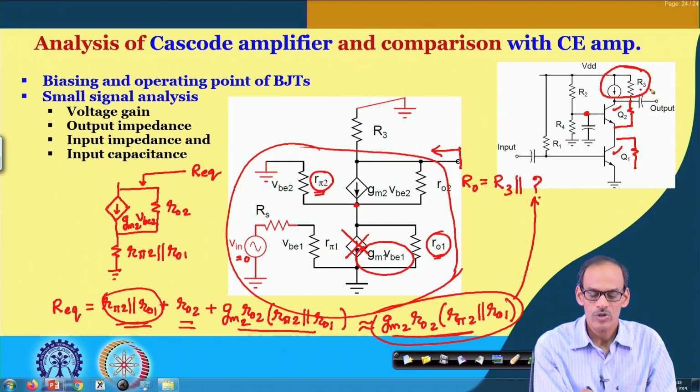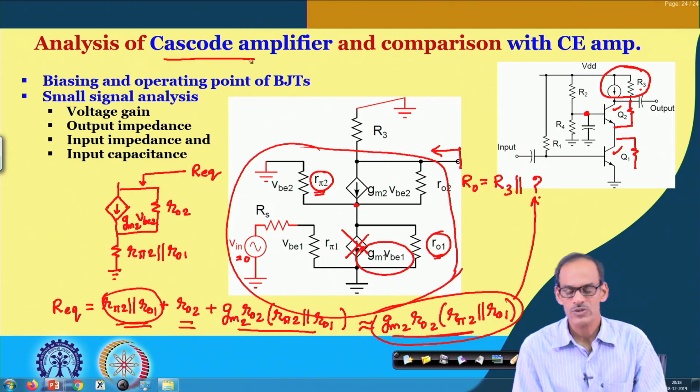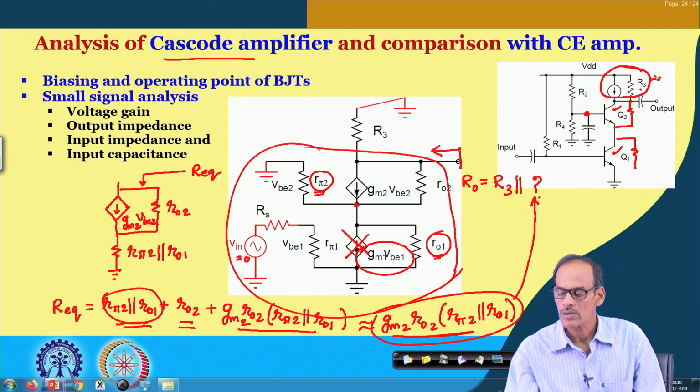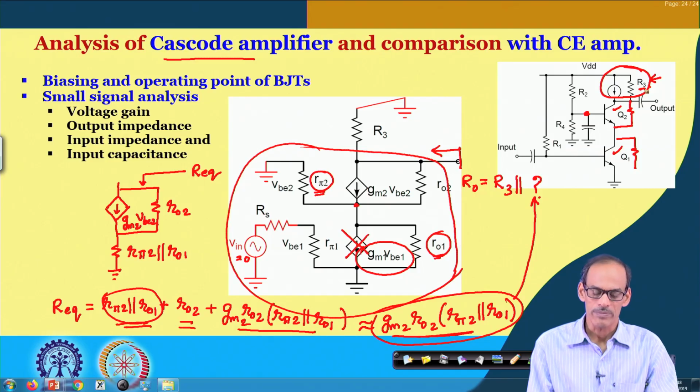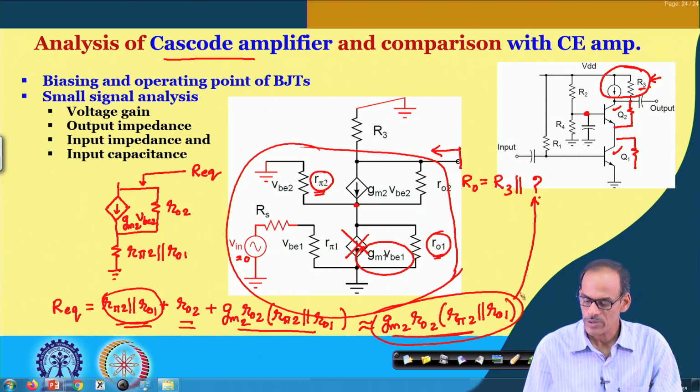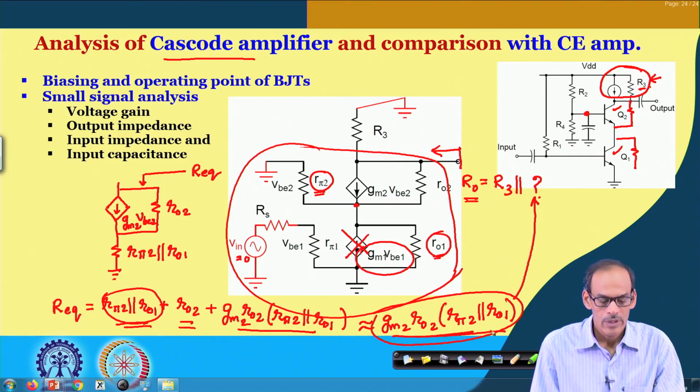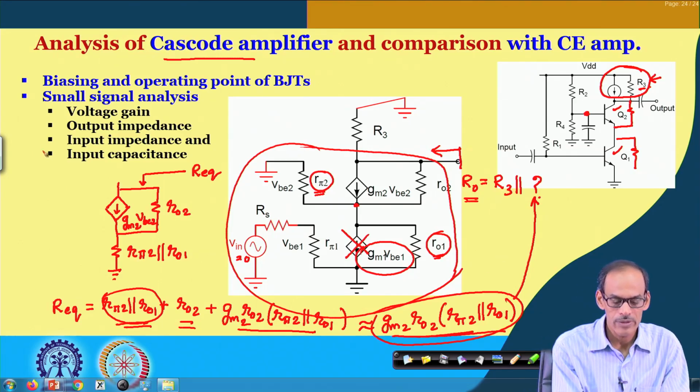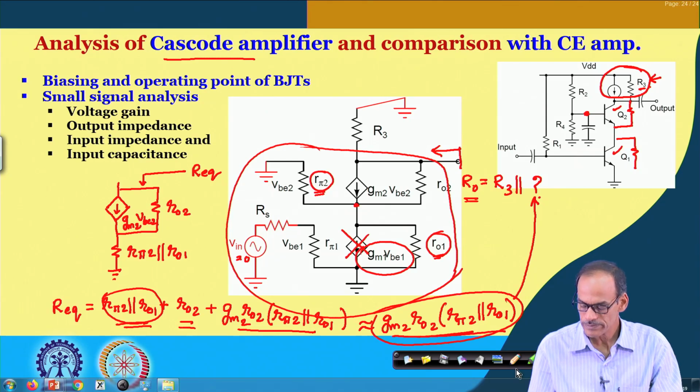So, while we are talking about the cascode amplifier, this cascode term may come up while we are designing this part to achieve a high value of this impedance R 3. Anyway, that is the output impedance. We do have R 3 in parallel with this, and then coming to the input impedance.